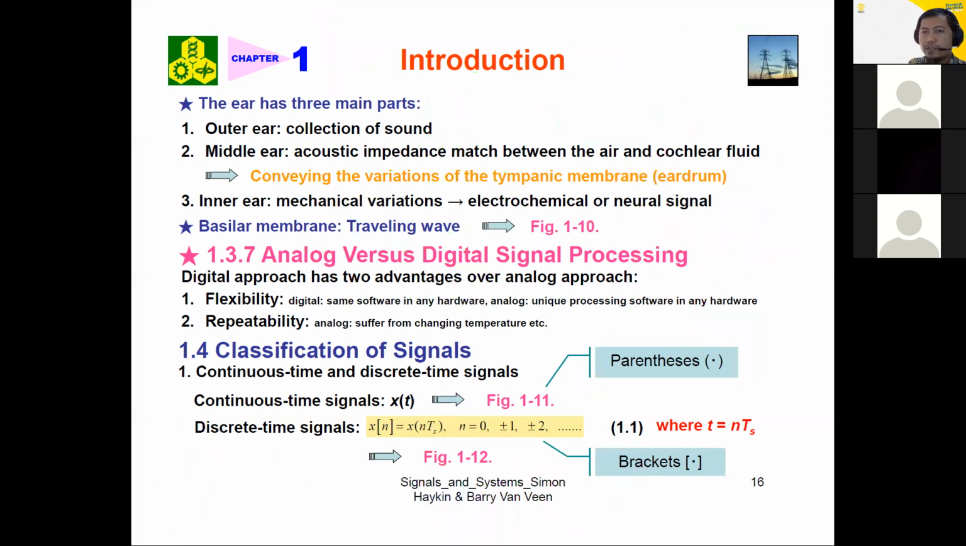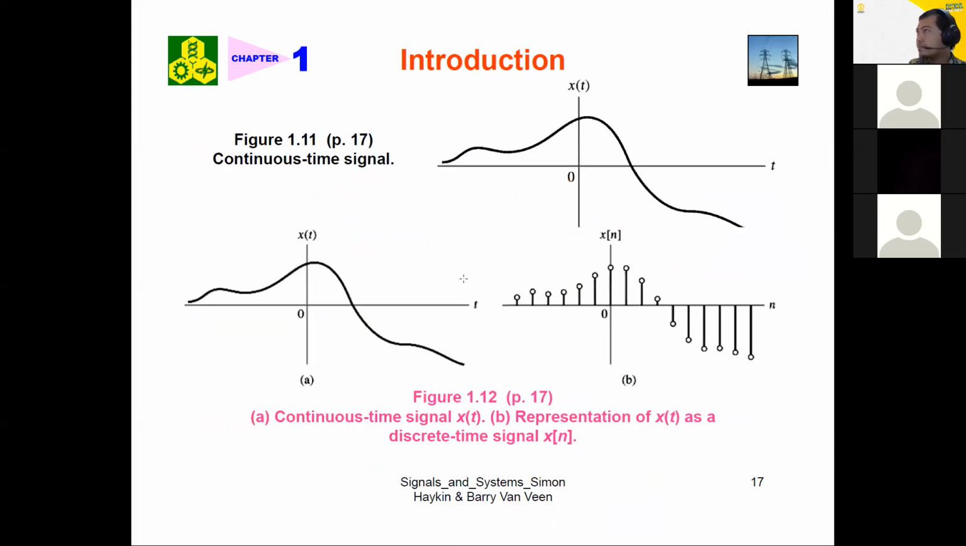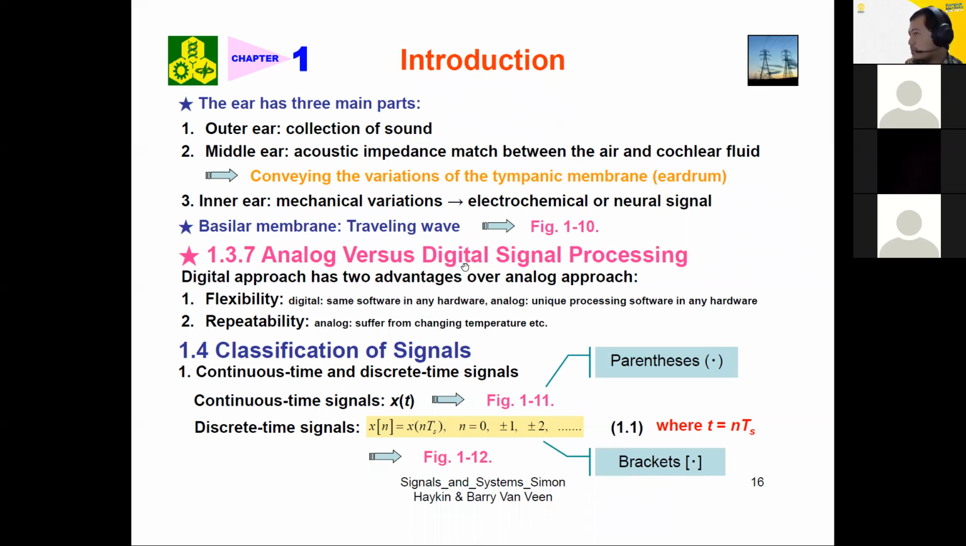Okay, now we move forward to the classification of the signal. We can classify into many types of terms. First, we can classify based on the continuity. Based on the continuity, there are continuous signals and discrete signals. Actually, from this name, we can easily understand the continuous signal.